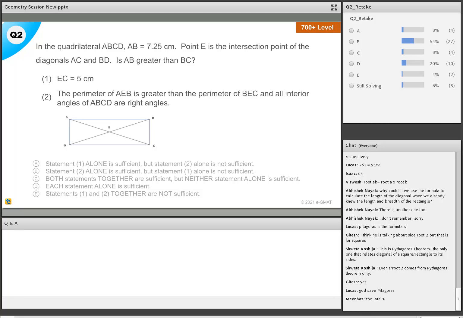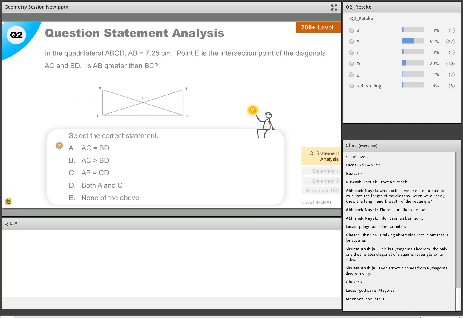Now, in this question, it's given that in the quadrilateral ABCD, AB is equal to 7.25 centimeters. Point E is the intersection point of diagonals AC and BD, and I'm asked whether AB is greater than BC or not. So let's delve into it. Since I'm talking about a quadrilateral, and I am to find out the relationship between AB and BC, which of these five options do you think is the correct statement?